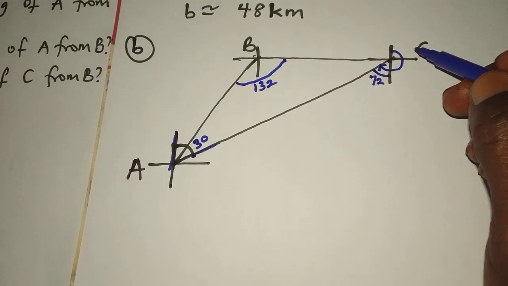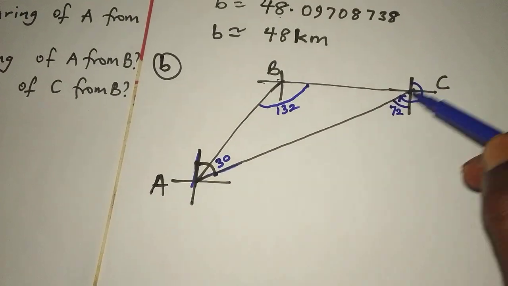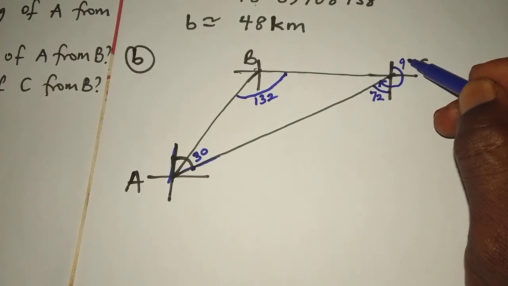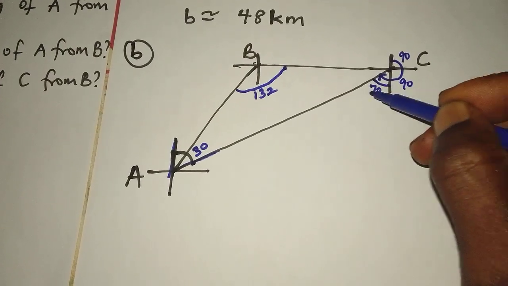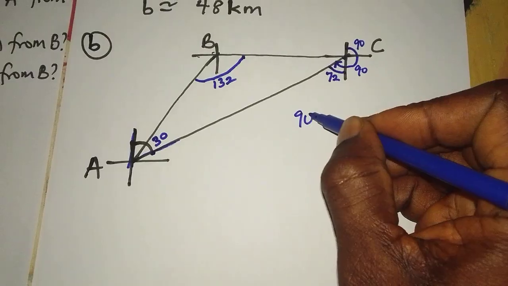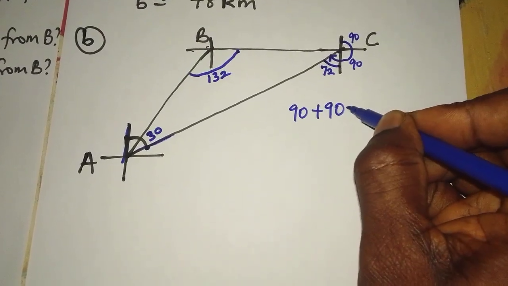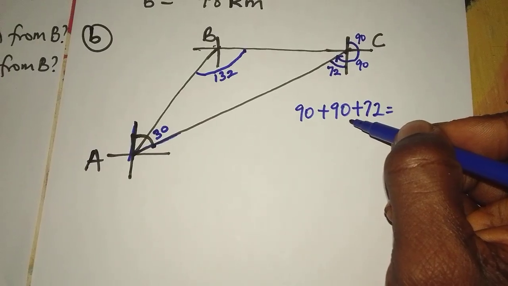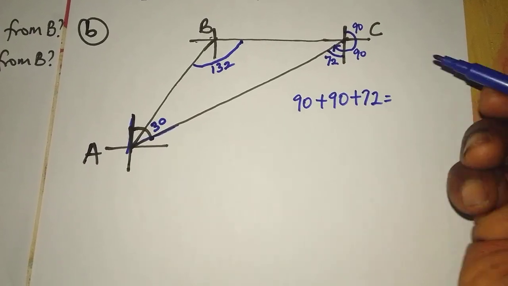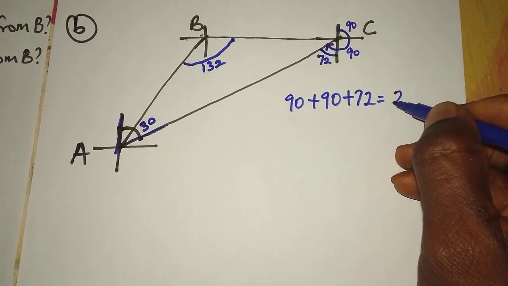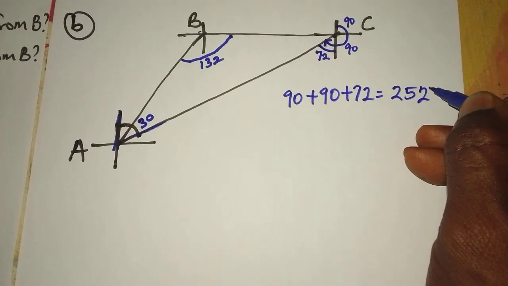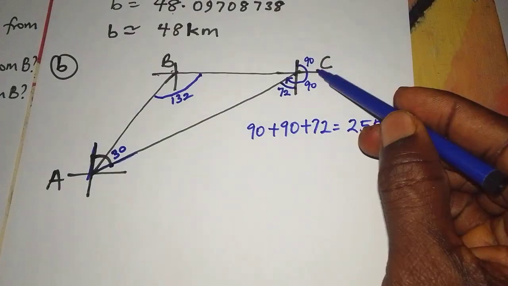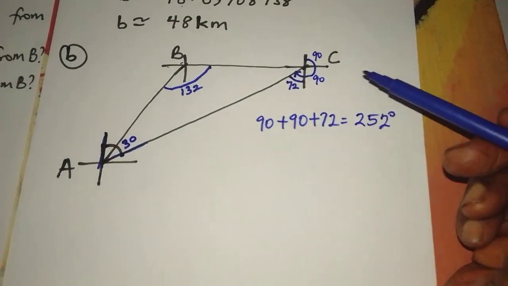So to get the bearing of A from C, you measure from the north up to where this line is. That is 90 plus 90 plus 72. 90 plus 90 is 180. 180 plus 72 will give you 252 degrees. So the bearing of A from C is 252 degrees.